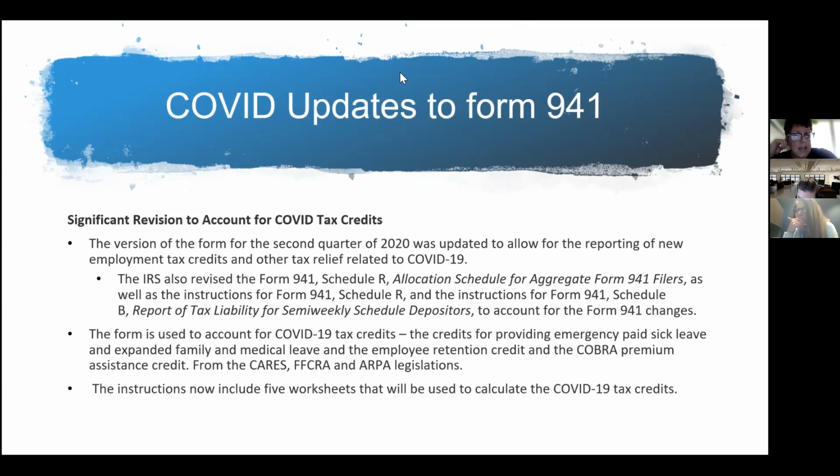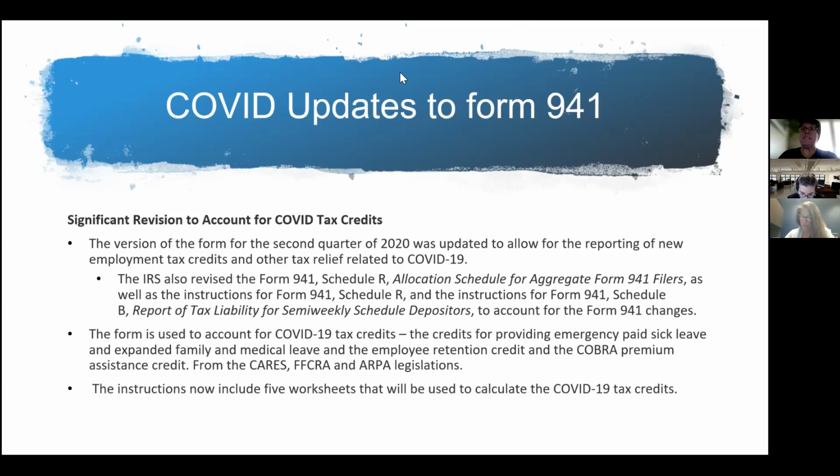The form is used to account for all the COVID-19 tax credits that came from the CARES Act, the Families First Coronavirus Relief Act, and the American Rescue Plan Act, and also the COBRA Premium Assistance credits that came through. All these different credits, the emergency sick leave and expanded family medical leave, they all really severely affected the 941. So the IRS had to change the 941 and expand it a lot.